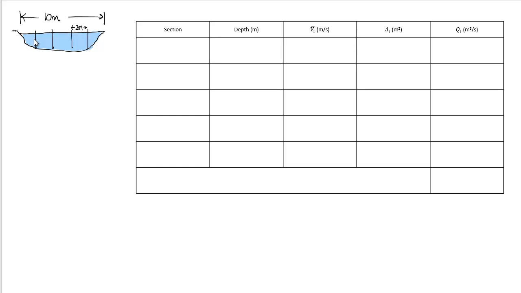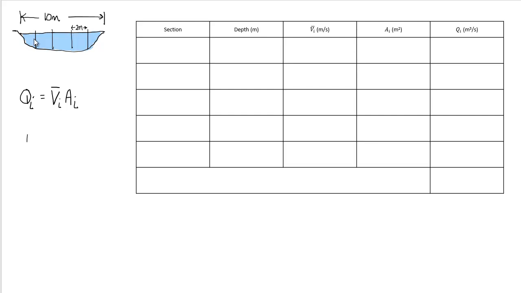And to do this problem, remember how this works. For each section i, we're going to calculate the discharge through that section, Q sub i, using the formula Q equals the average velocity through that section times the cross-sectional area A sub i. And we're going to get the average velocity by taking the velocity at the midpoint of each section at a predetermined depth.